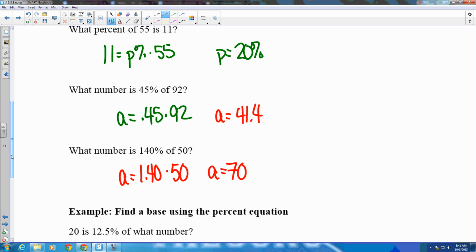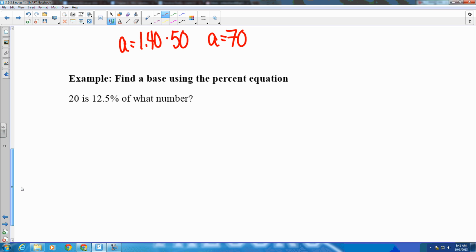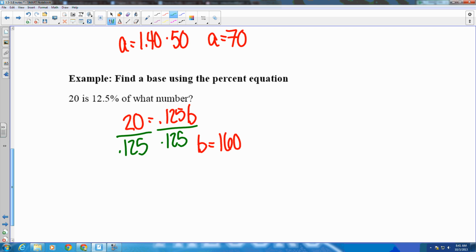Okay, so every time we were either finding the percent or the part. Now we're going to find a base using the percent equation. 20 is 12.5% of what number? 12.5% as a decimal is 0.125. So that's our base. That's what we're trying to solve for. Divide both sides by 0.125, and our base is 160. So again, I'll show you what we did there. Divide by 0.125, use a calculator or long division by hand, and B is 160.